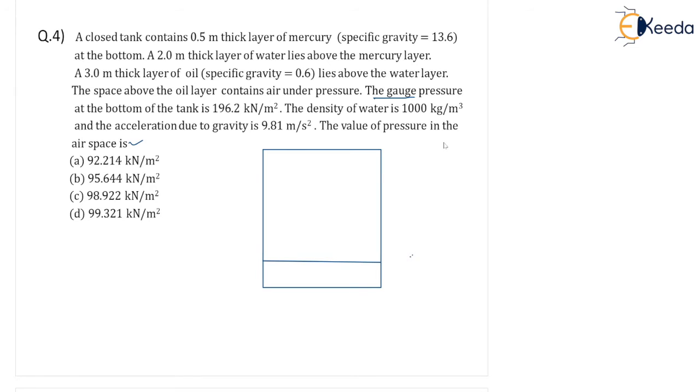And then a 2.0 meter thick layer of water. Above the mercury we have water, so this will be for your water. And a 3 meter thick layer of oil. One more layer we have to make, that is for the oil.